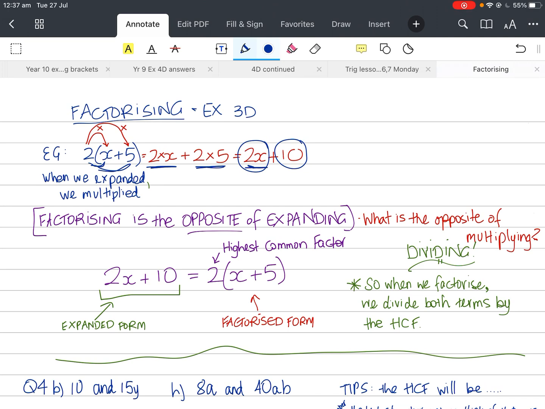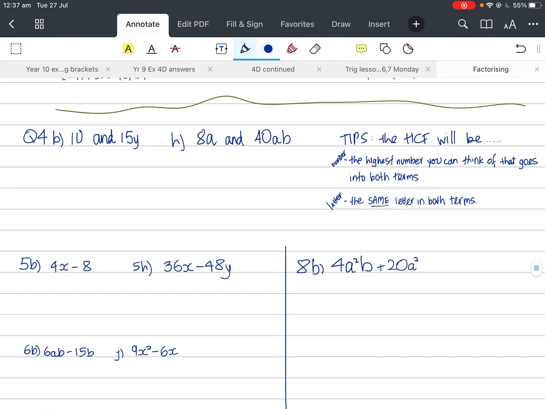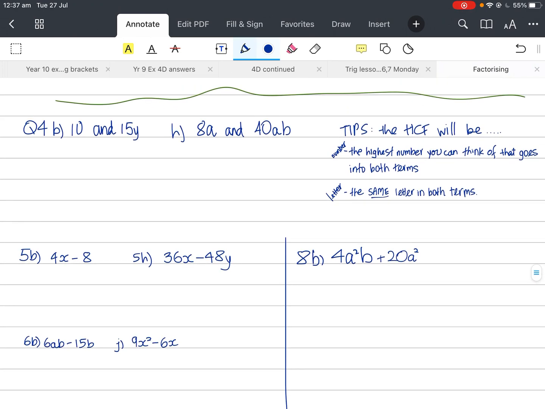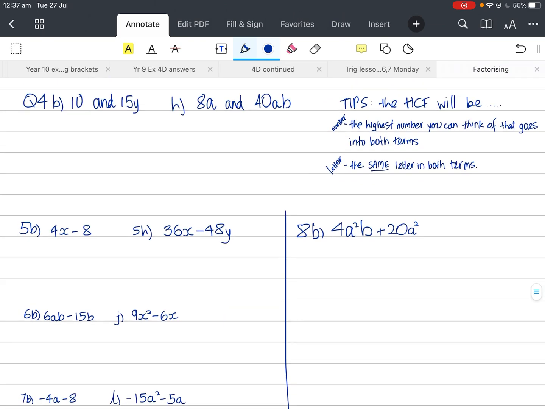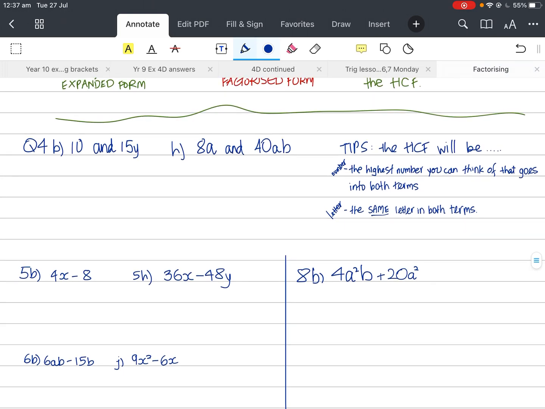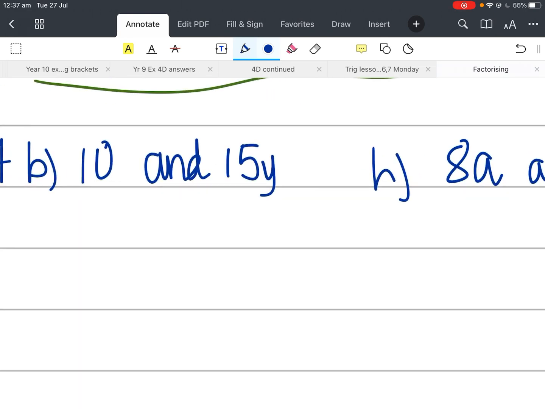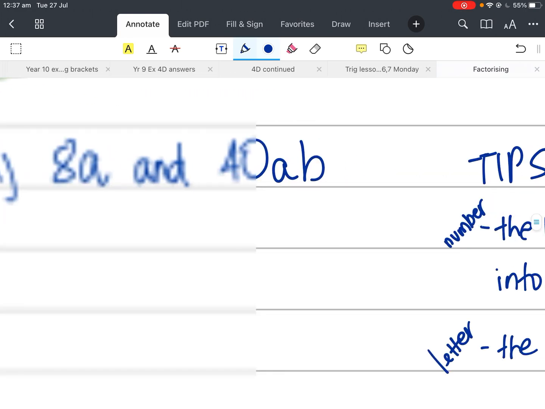Okay, so now I'll show you how to do a couple of questions. In Google Classroom, I've asked you to have a go at question 4, 5, 6, 7 and 8 from your textbook, which is also on Google Classroom. So I'm going to go over how to do each of them. Question 4 is asking you to find the highest common factor of 10 and 15y.